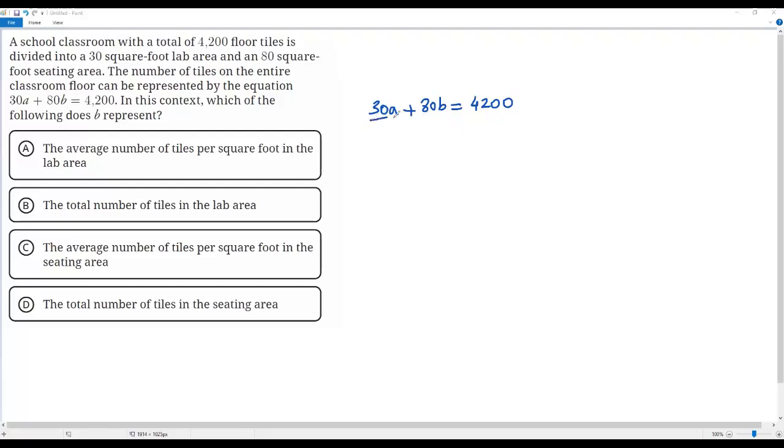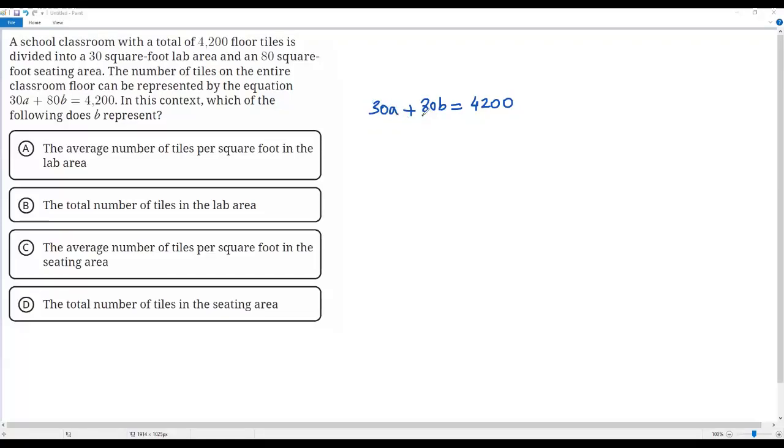Okay, so here 30 represents the lab area. Then what must A represent? A must represent the number of tiles in each square foot of the lab area, so that when I multiply the number of tiles in each square foot of the lab area by the lab area, 30, we'll get the total number of tiles in the lab area.